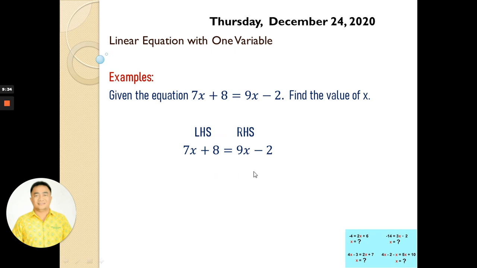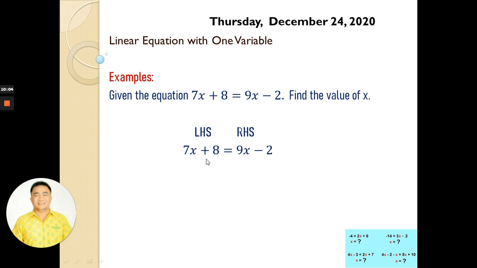Okay, but for this one, we're going to combine like terms. When you say combining like terms, for this one we have x, the unknown, the variable. So this one is 9x, right? So we're going to transpose this to the left side so that it will go together with x, right? So 7x will combine with 9x.